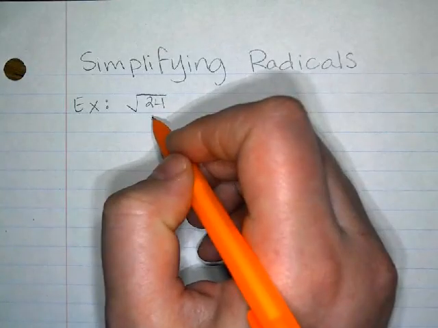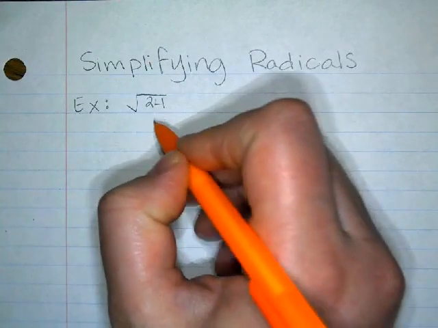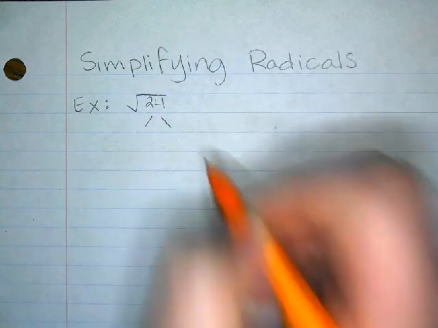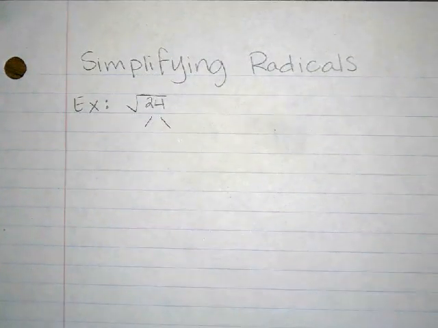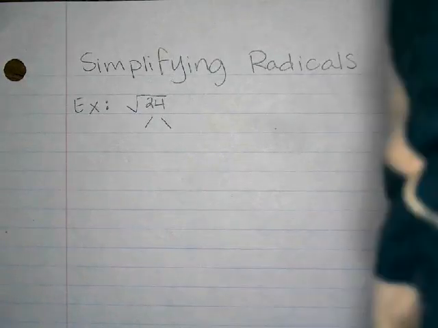All right, so square root of 24. Some teachers teach it by taking out perfect squares. I'm not a fan of that. I prefer factor trees. So how can we break down 24? What numbers multiply to 24?